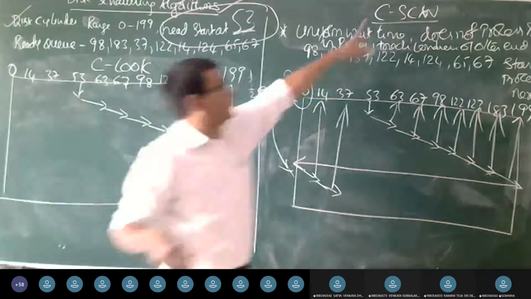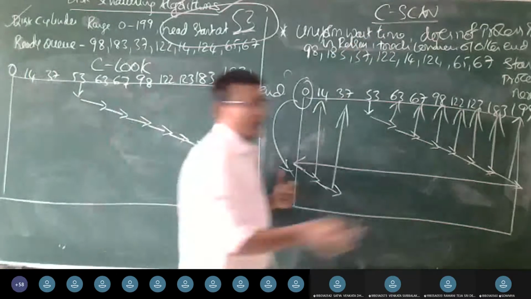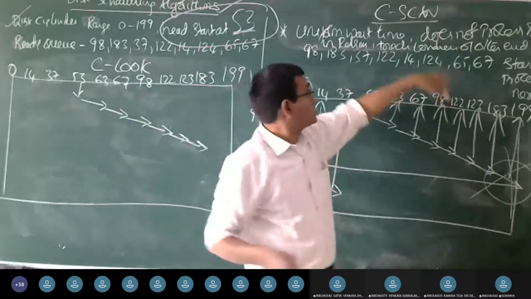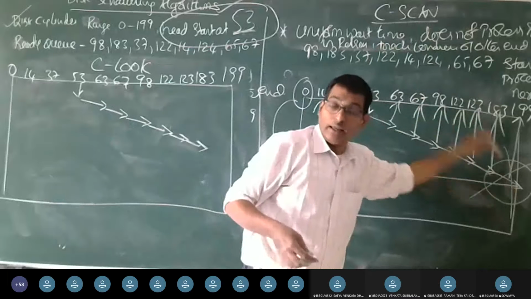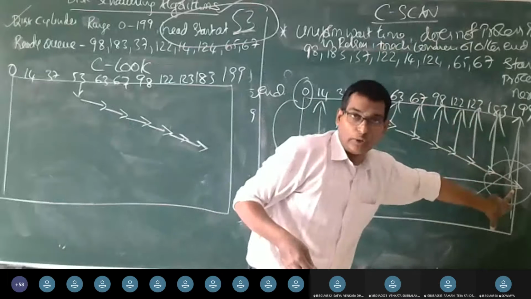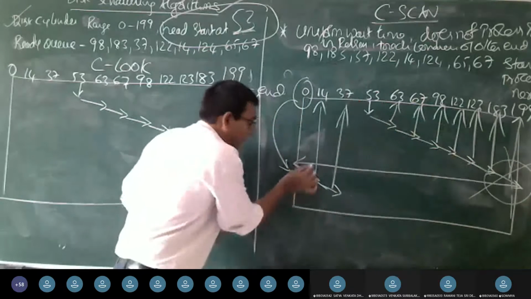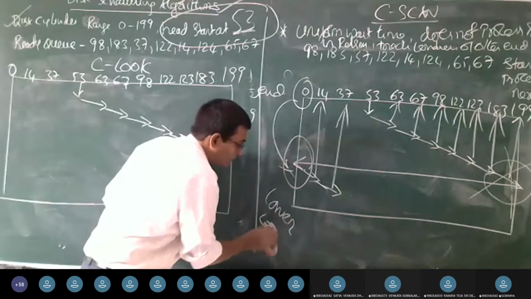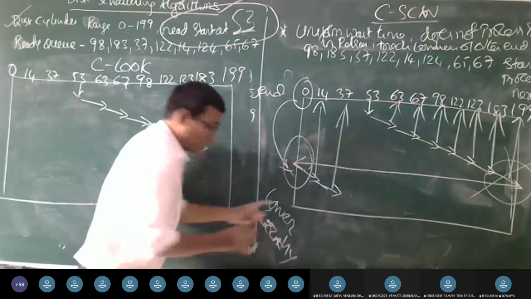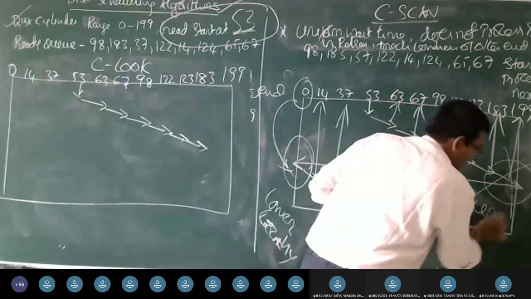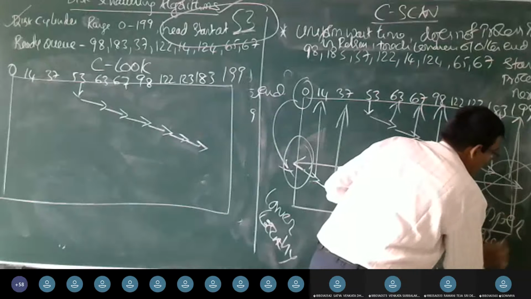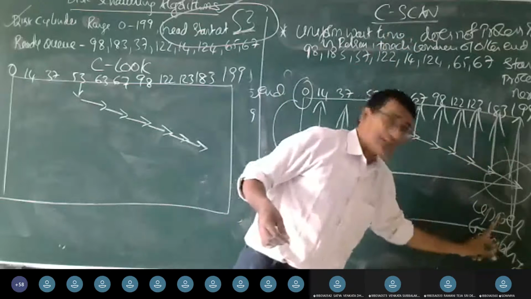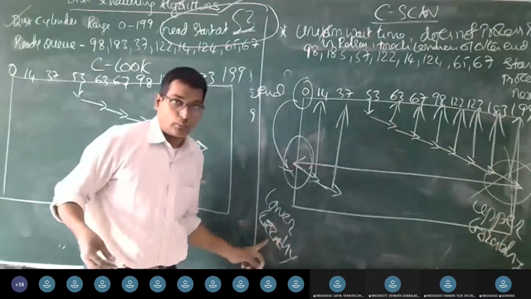Now, understand the difference between C-scan and C-look. C-scan is touching the boundary, right? At this time, C-look will not touch the boundary. Again, C-scan is touching the boundary at the minimum value. It is touching the lower boundary and it is touching the upper boundary, right? So in the C-scan algorithm, it is touching the upper boundary and the lower boundary.